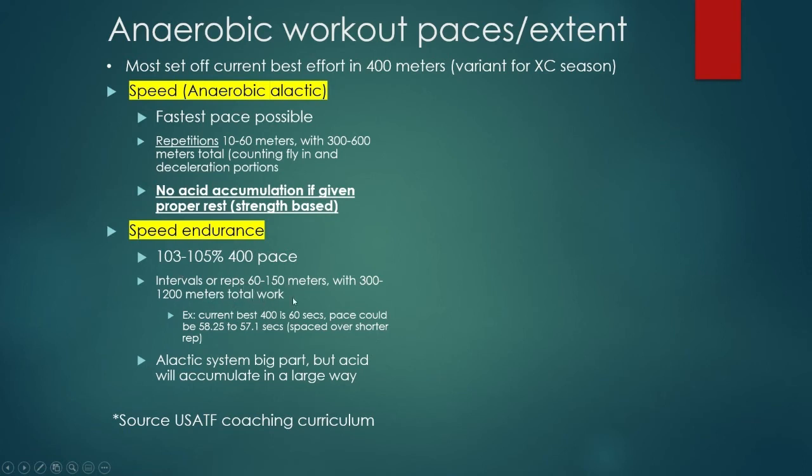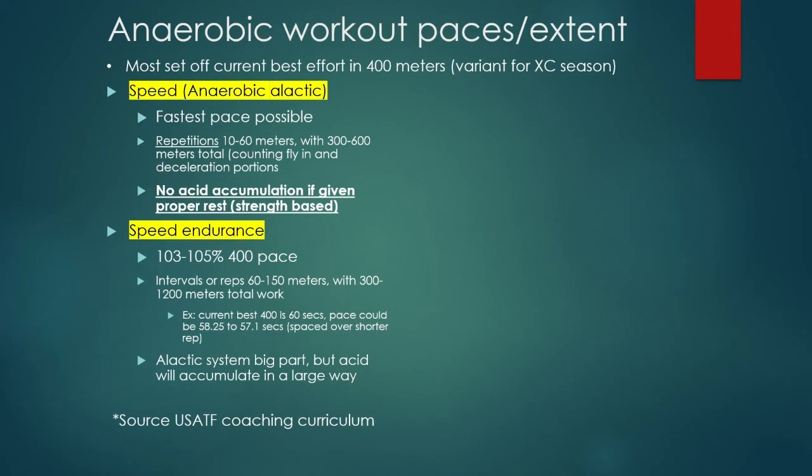You're not going to do these probably as a fly-in. You're probably going to do these as a static start. The way that you figure out the percentage of these is if you have somebody's best 400 meter at the time, right? Not PR best, but current best 400 meter. Let's say it's 60 seconds, okay? Just for the sake of making an easy number. The pace you would want this to be is 58.25 to 57.1 seconds.